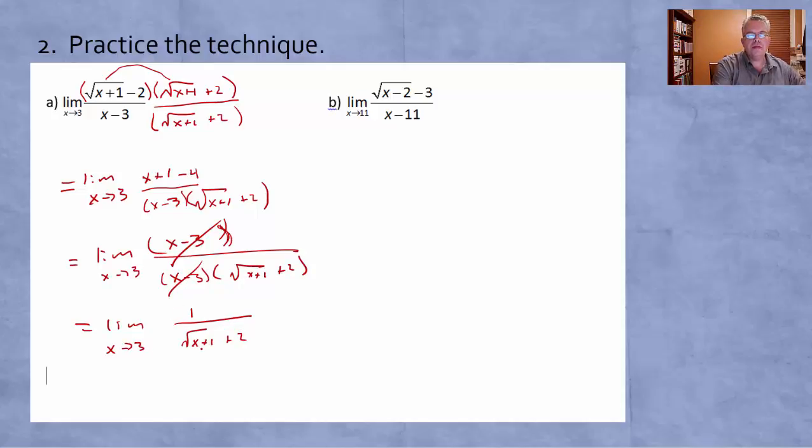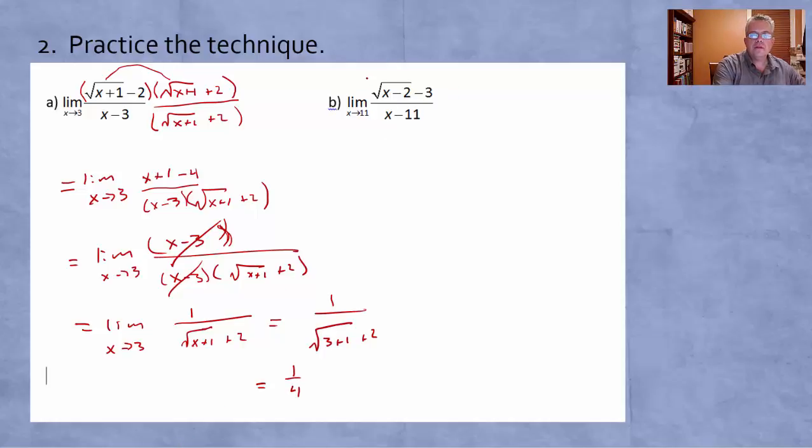When we put in 3, the denominator is not going to 0 anymore. When we substitute 3, this is what we get. 1 over square root of 3 plus 1 plus 2. This is 4. The square root is 2. So, when we simplify the bottom, we just get 1/4.